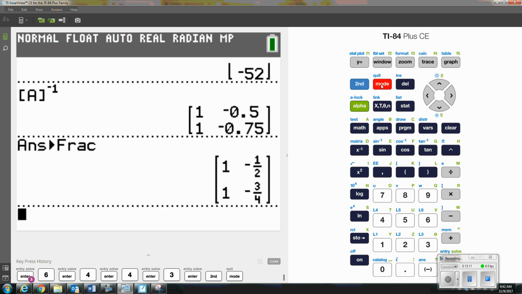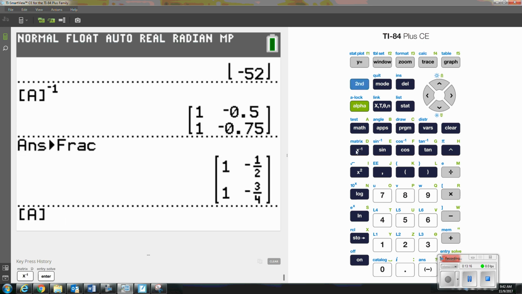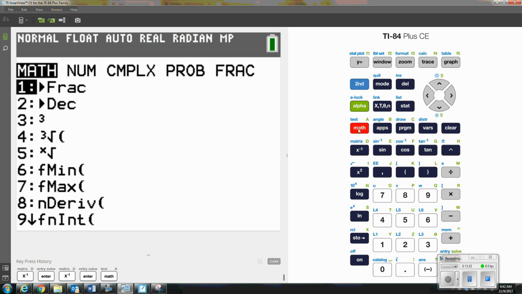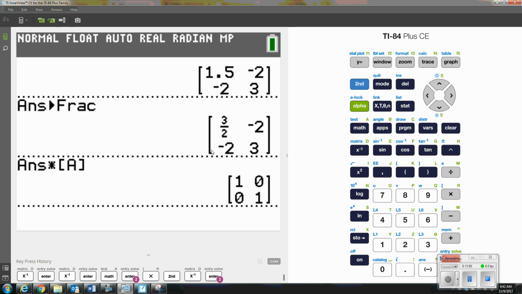Okay, so once you have that, you can quit and go back into the matrix and select matrix A, and then find the inverse of matrix A. Okay, again, it gives it to you in decimals, so let's go put it in fractions. And just to double check that this is the inverse, if you multiply the matrix by the inverse, you should get the identity matrix. So let's try that. Let's multiply this matrix by matrix A. So we're multiplying the inverse times the matrix, and there we get the identity matrix, which is what we should get.